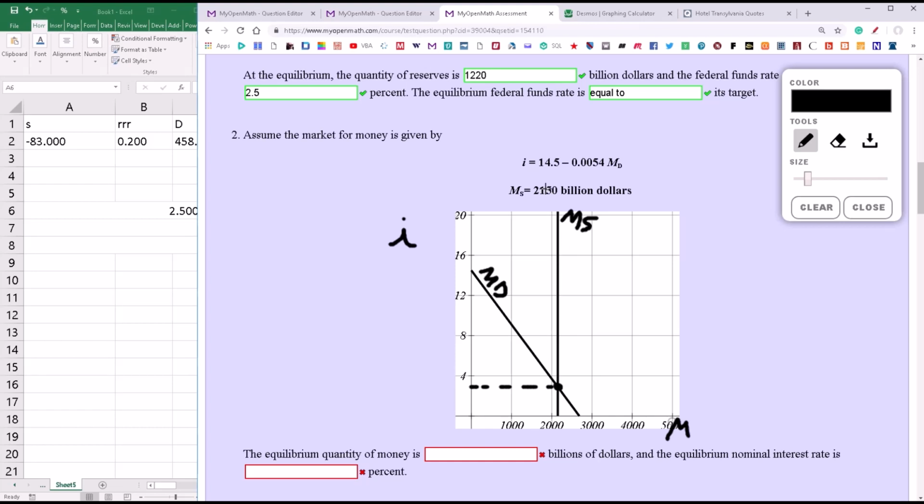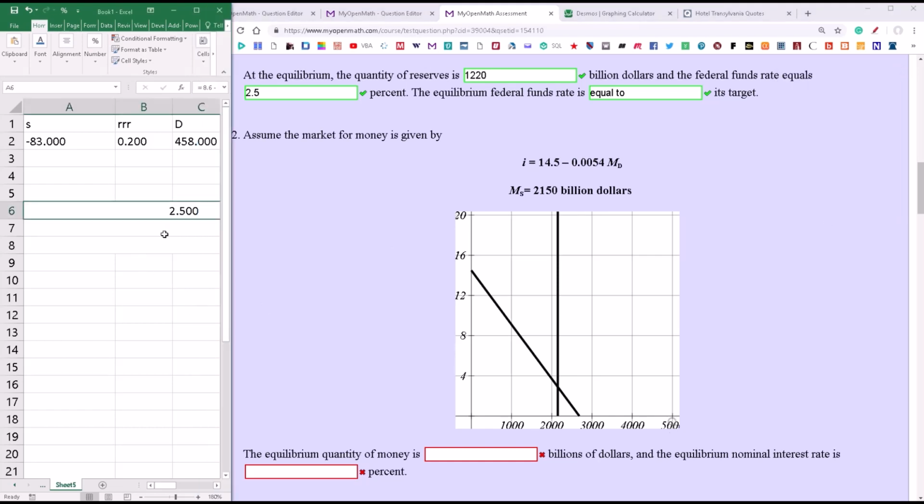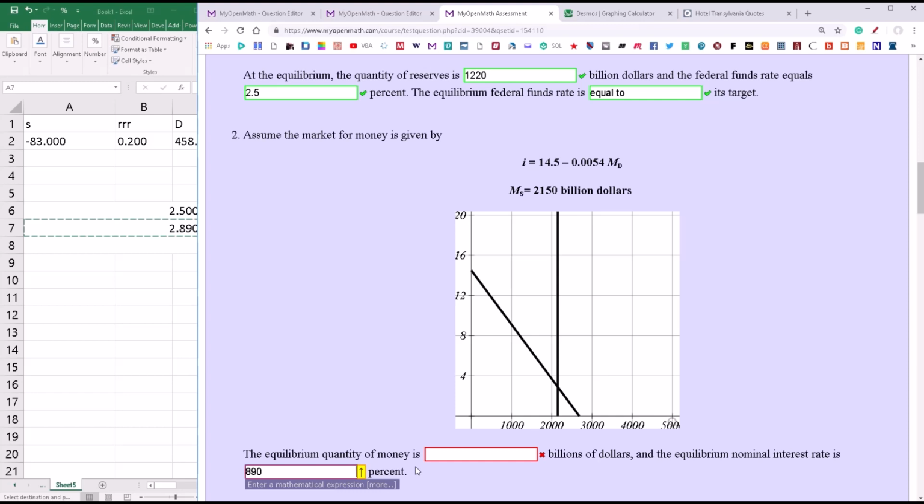Well, the equilibrium is just found by plugging this quantity of money into that equation. Okay, so we'll do it right here. Equal 14.5 minus 0.0054 times the quantity of money, which is 21.50. And so the equilibrium nominal rate of interest is 2.890, and the equilibrium quantity of money is 21.50.